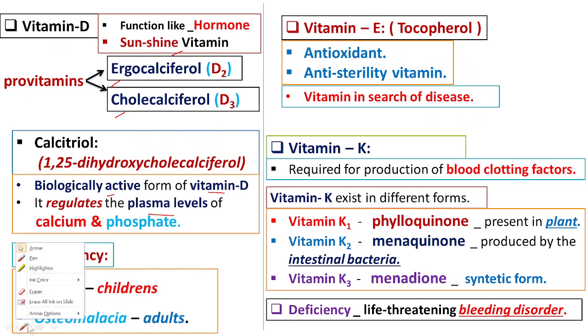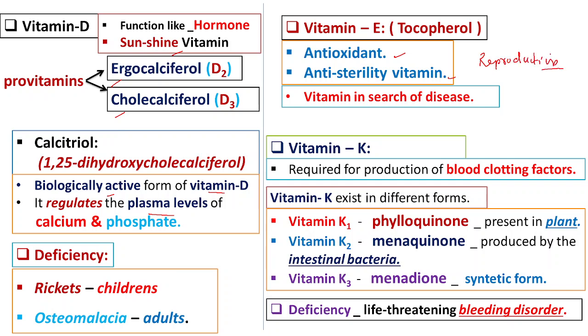Next, coming to vitamin E, so-called tocopherol, right? It is called an antioxidant. Vitamin E also acts with antioxidant property, and it is an anti-sterility vitamin, in the sense that whenever there is a deficiency of vitamin E, it will lead to problems in reproduction, right? It will affect the human reproductive system, and it is a vitamin in search of disease. Means when vitamin E deficiency occurs, no such diseases will occur, but it will affect the reproductive system. So that's why it is called the anti-sterility vitamin.